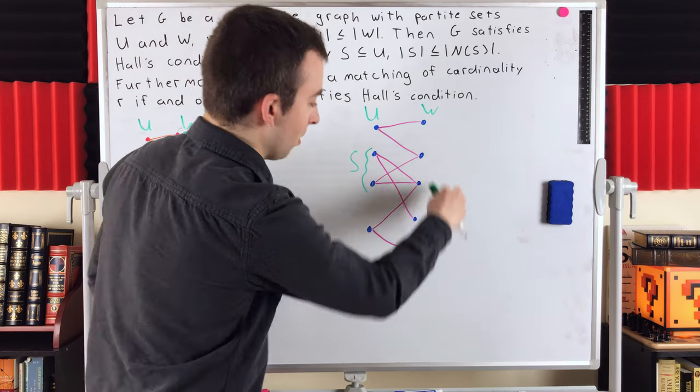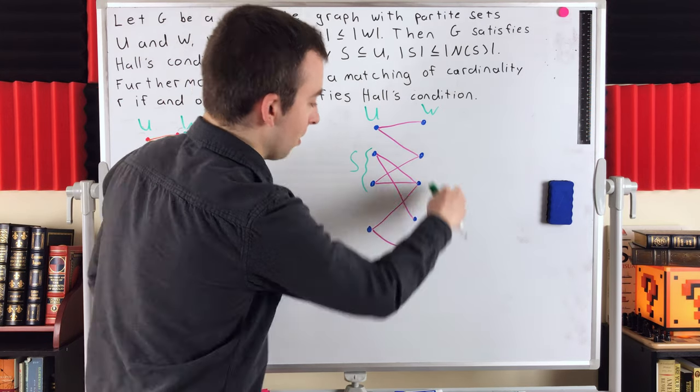All right, so let's see if we can find a matching. Suppose we match this vertex to that vertex, this vertex to that vertex, and this vertex to that vertex. Look at that. That is a set of edges covering every vertex in the smaller partite set where no two edges share a common vertex. Pretty sweet. So that's what we want. That's a matching that saturates or covers the smaller partite set, which, if we showed for sure that this graph satisfied Hall's condition, would guarantee us that we'd be able to find a matching like this.